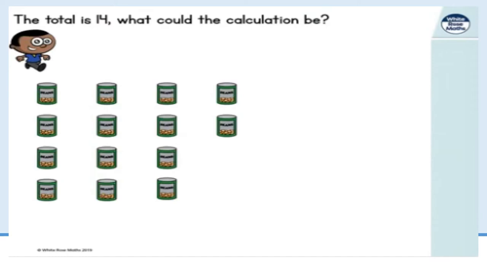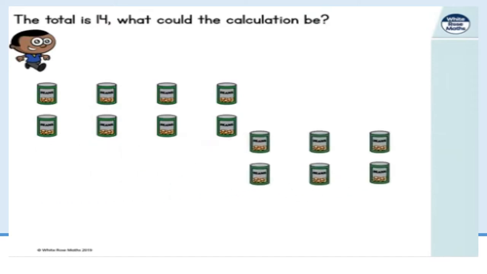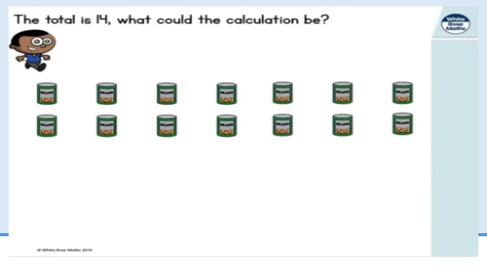What about if he moved some of the cans? Now I can see a multiplication calculation. Pause the video here. Can you write down the repeated addition and the multiplication for what you can see? Good luck.